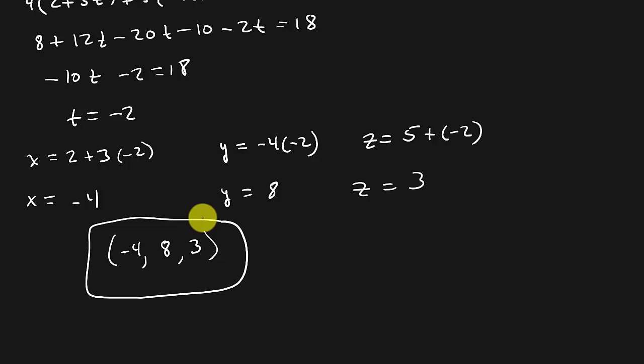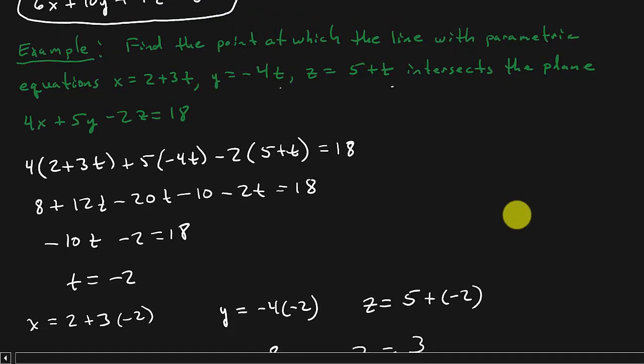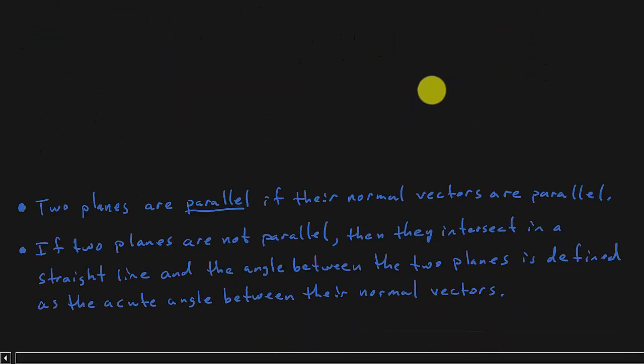So that was easy. So, if they want to know where they intersect, and you've got your parametric equations, just plug them in, solve for t, and then you take the t value and plug it back in, and that'll give you your x, y, z point.